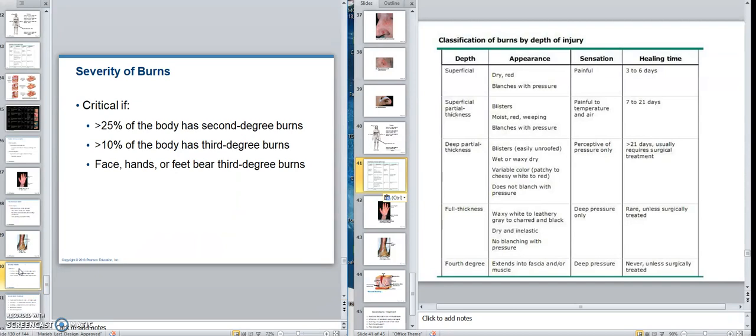Okay. So the severity of burns depends on 25% of second degree, 10% of third degree. So now this combines both the surface area and the depth. The surface area, you see, 25% second degree. Okay, that's pretty severe. 10% of third degree because you're going all the way down. The other thing, if you burn your face, hands, or feet, because then that's going to be quite a problem right there. Or the other, if you burn a flexural area.